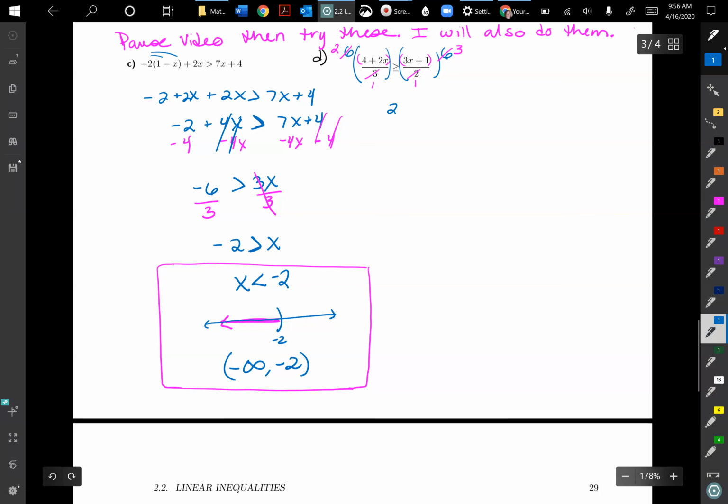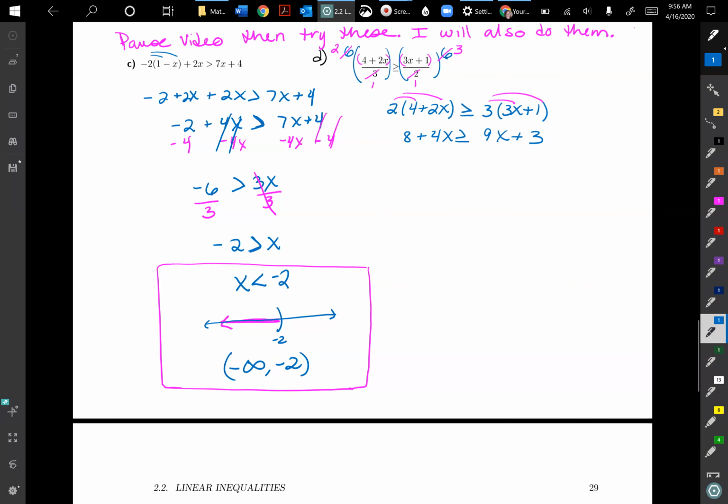So I have 2 times 4 plus 2x in the parentheses greater than or equal to 3 times 3x plus 1 in parentheses. Now I can go ahead and distribute, and I get 8 plus 4x greater than or equal to 9x plus 3. Okay, so make sure yours matched up to that.